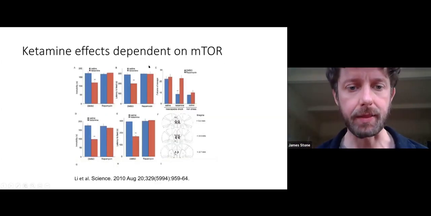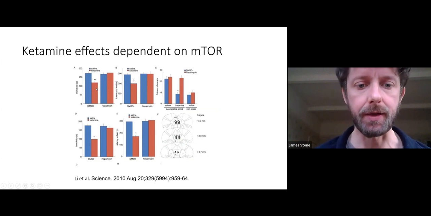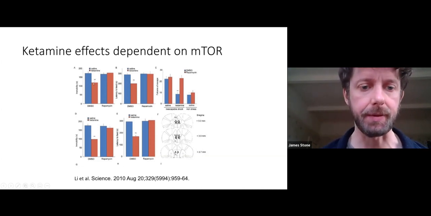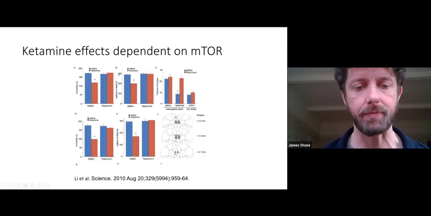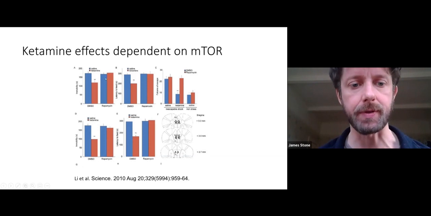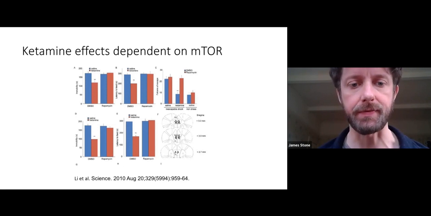So why do they think mTOR is important? This was a study looking at rodents in the forced swim test. Blue is saline, red is ketamine. Ketamine led to reductions in immobility, but when rapamycin was given as well, there were no changes. There were no differences between ketamine and saline. So this suggests that mTOR is important for the antidepressant effects of ketamine.